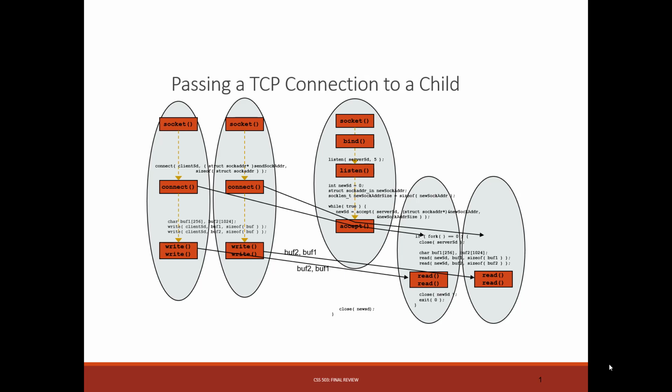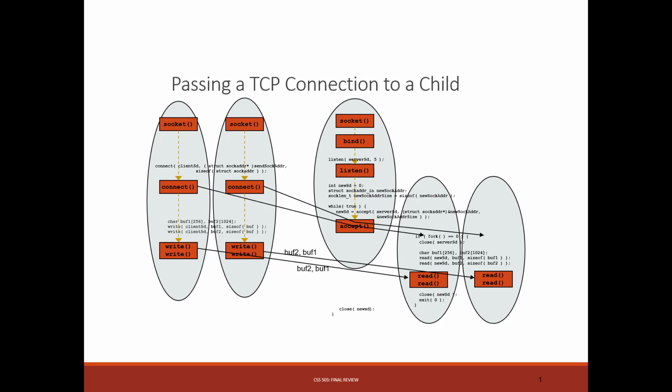Now, for that first accept, what happens is we have a fork occurring. The fork creates a child. The child is going to use the socket that's passed back, that's been accepted, and read.